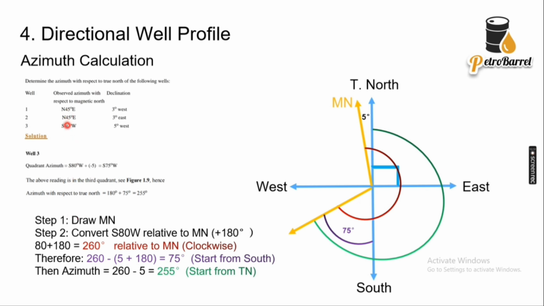So simply, in the second step, we add 180 degrees to 80 degrees to get 260, which is the red angle, from the starting point at the magnetic north to the direction of the well path, which is this line. I know that this angle is 260. And the green one is 260 minus 5, which is 255, starting from the true north.